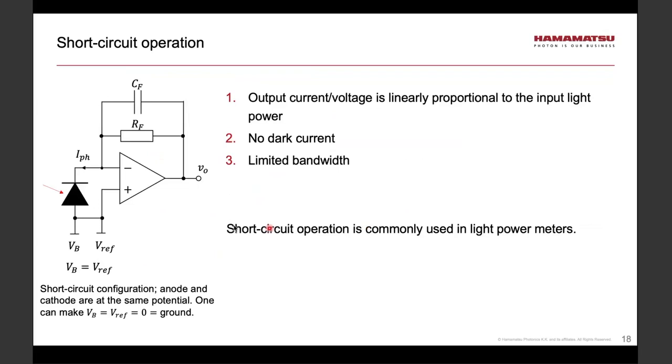Now here is a circuit that one can use for short circuit operation. Again, we use a transimpedance amplifier with a feedback resistor, but please note that both terminals here, plus and minus, are at ground, so therefore effectively the photodiode is shorted. However, we can convert current to voltage using this feedback resistance.